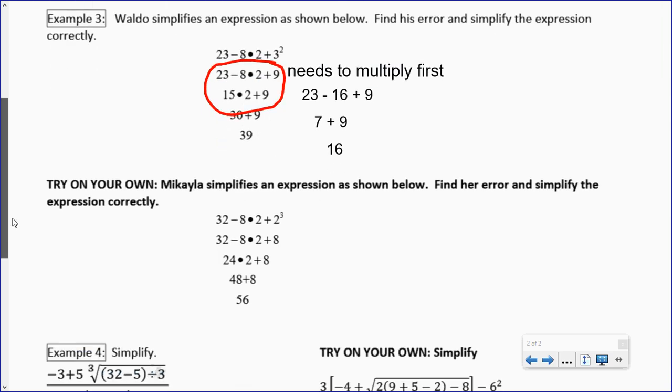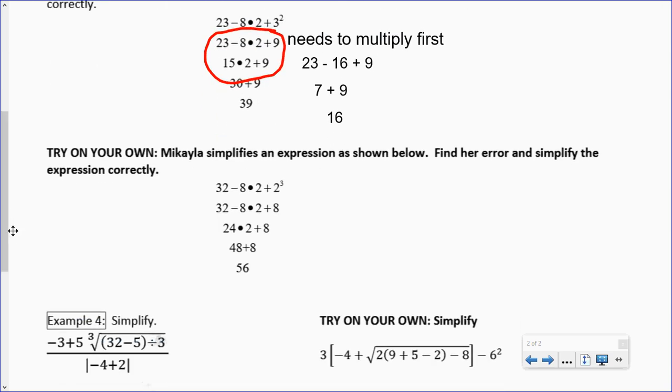Okay? So Michaela's looks like she did something similar. I want you to go ahead and take a look at this and try to figure out her mistake and correct it as well.